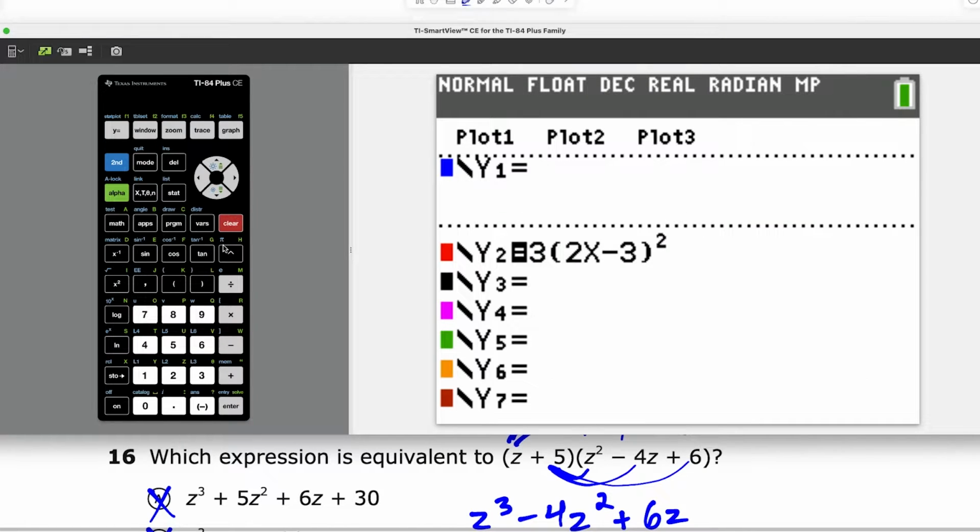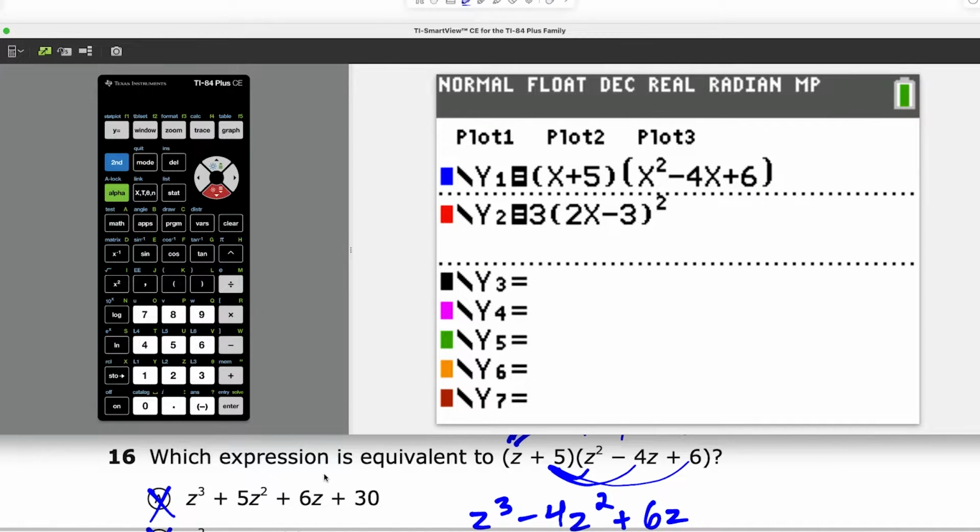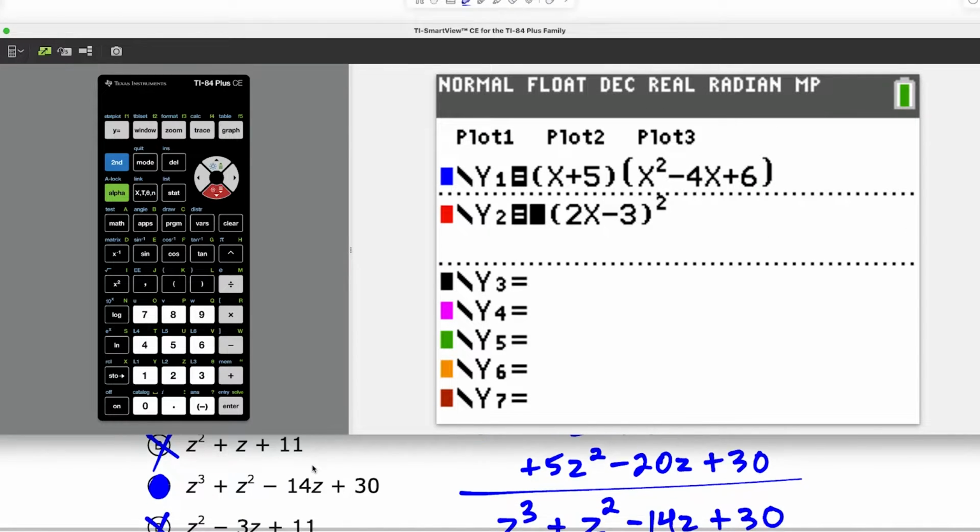But once again, for a question like this, we could just type in the question and our answer choice. So we have z plus 5, but I'll use x. And now I'm going to type in, we have x squared minus 4x, and then we have plus 6. Okay, so the calculator really does give you an advantage for a test like this. All you have to do, if you just have the perseverance, is just type in the question and the answer choices, and that'll tell you if the work that you're doing is correct.